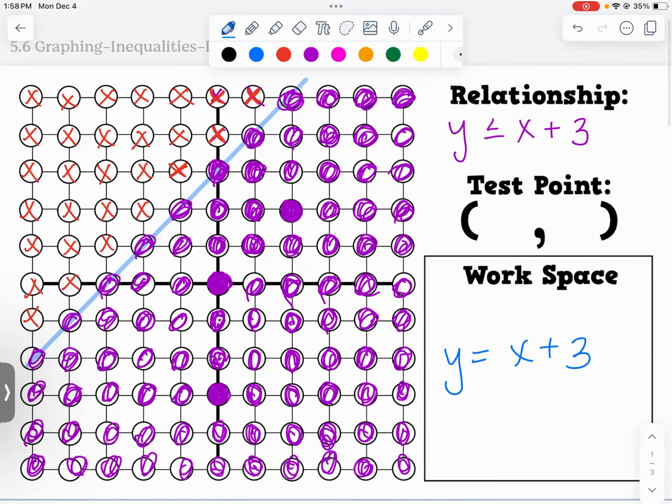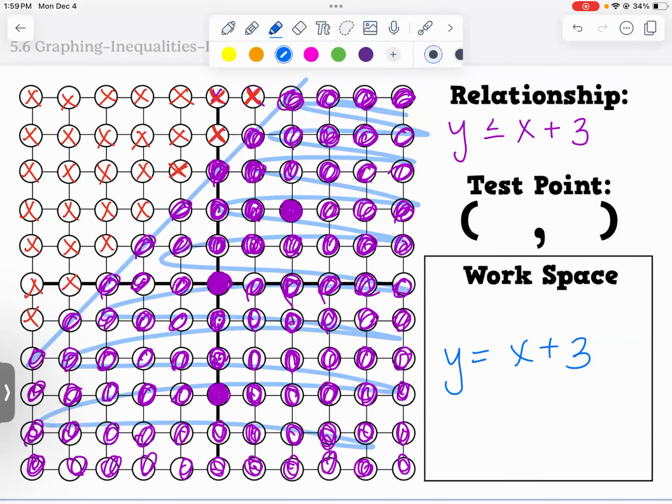So now we're talking about the coordinate plane, okay? So if we can graph this line and then figure out, hey, what side of the line are all of the point solutions for, then you know what we can do? Since it's less than, we can color this all in.